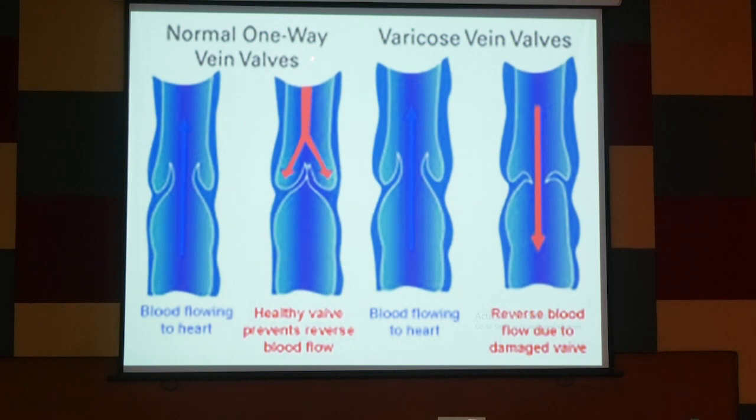Normal one-way vein valves: see, blood flows to the heart this way. A healthy valve prevents reverse blood flow. If the valve closes, the blood keeps flowing to the heart. In varicose veins, there is reverse blood flow due to a damaged or incompetent valve, the blood goes down, and that leads to varicosity.